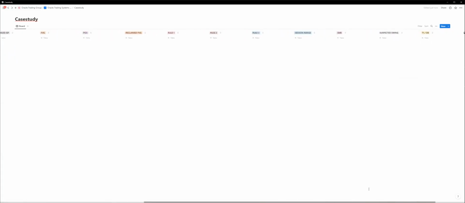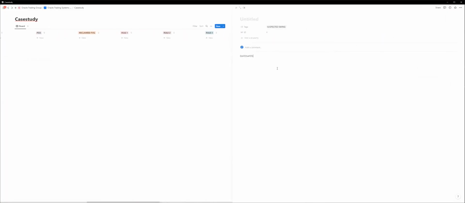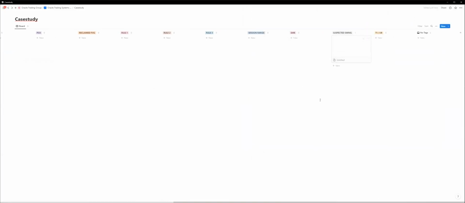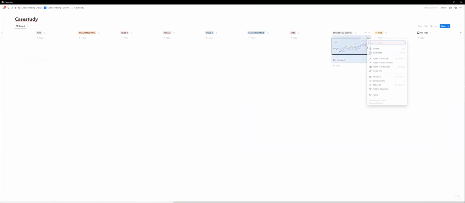So anytime that you put a case study in, you just come in here and you click if you just want a case study that's related to just one thing or multiple things, then you can just click it. It'll automatically apply the tag. You open this up, right? You type it in, you put your screenshot in, suspected swing here, and you're going to have it pop up over here, okay? Now you're going to have all your concepts like this. All right.